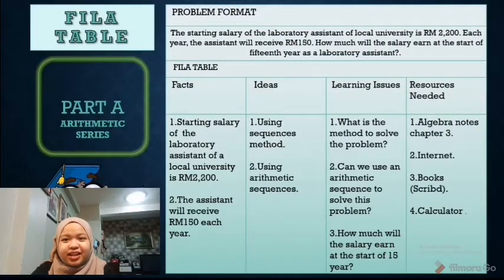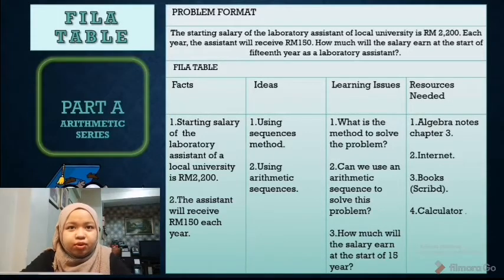The next one is the filler table. For the filler table part A, the problem given is: the starting salary of the laboratory assistant of local university is 2,200 ringgit. Each year, the assistant will receive 150 ringgit. So, how much will the salary earn at the start of the 15th year as a laboratory assistant?